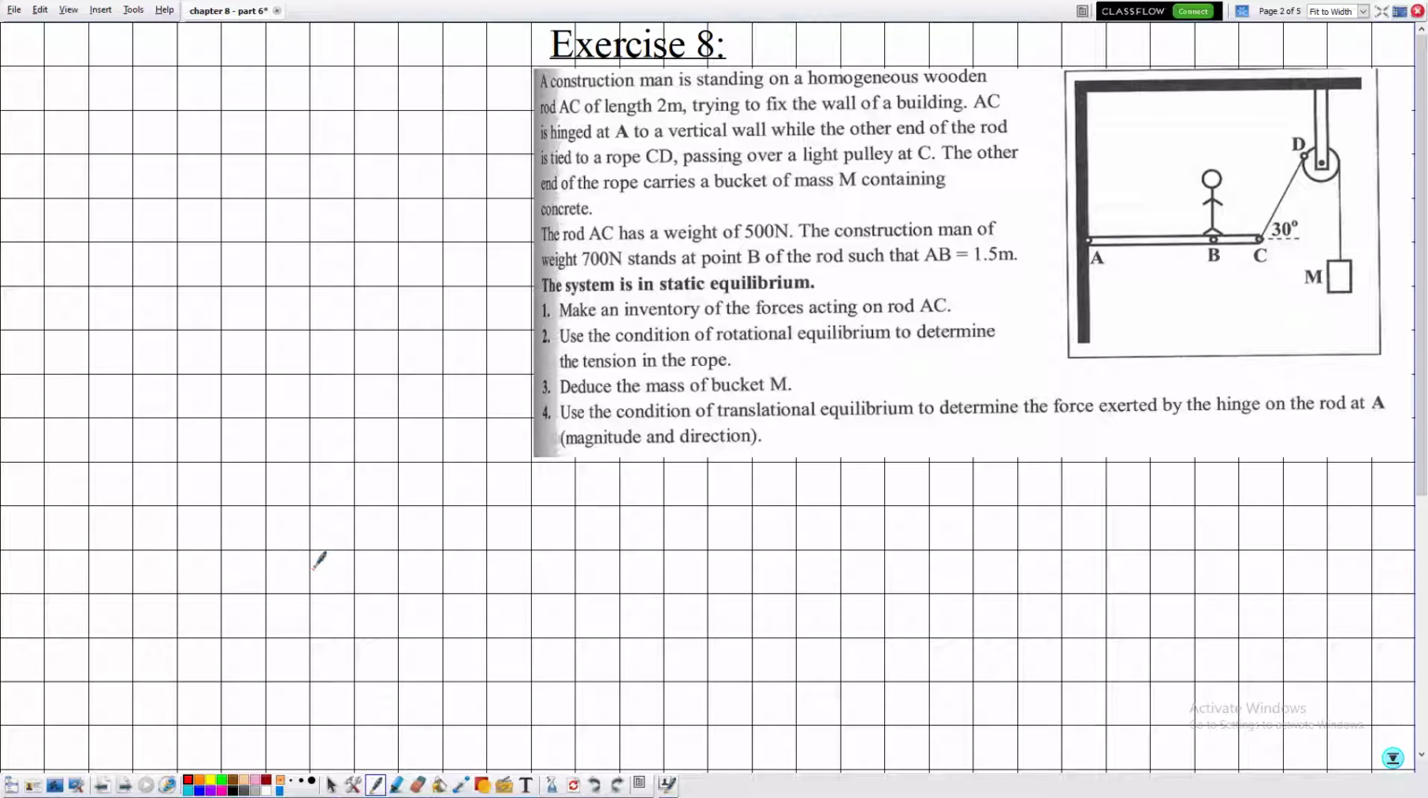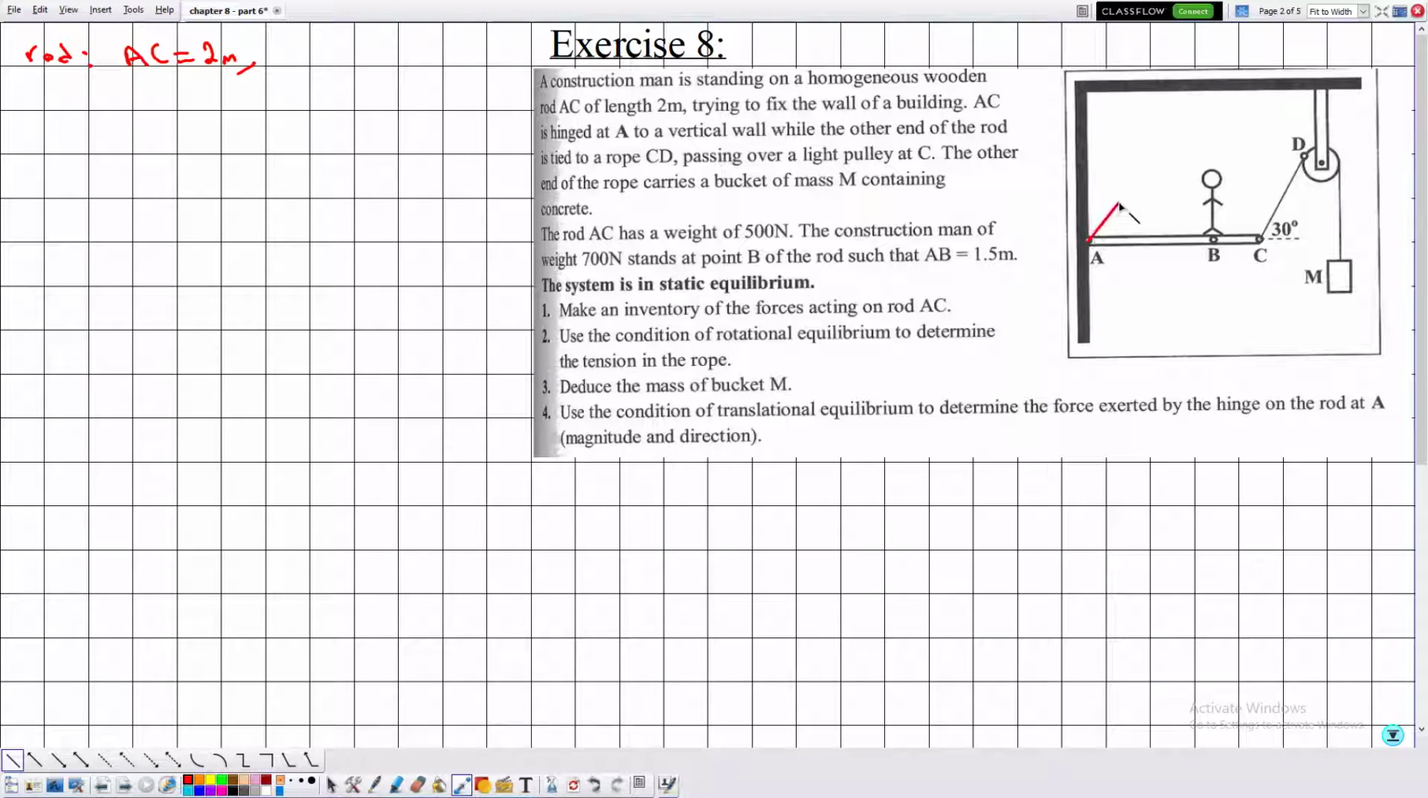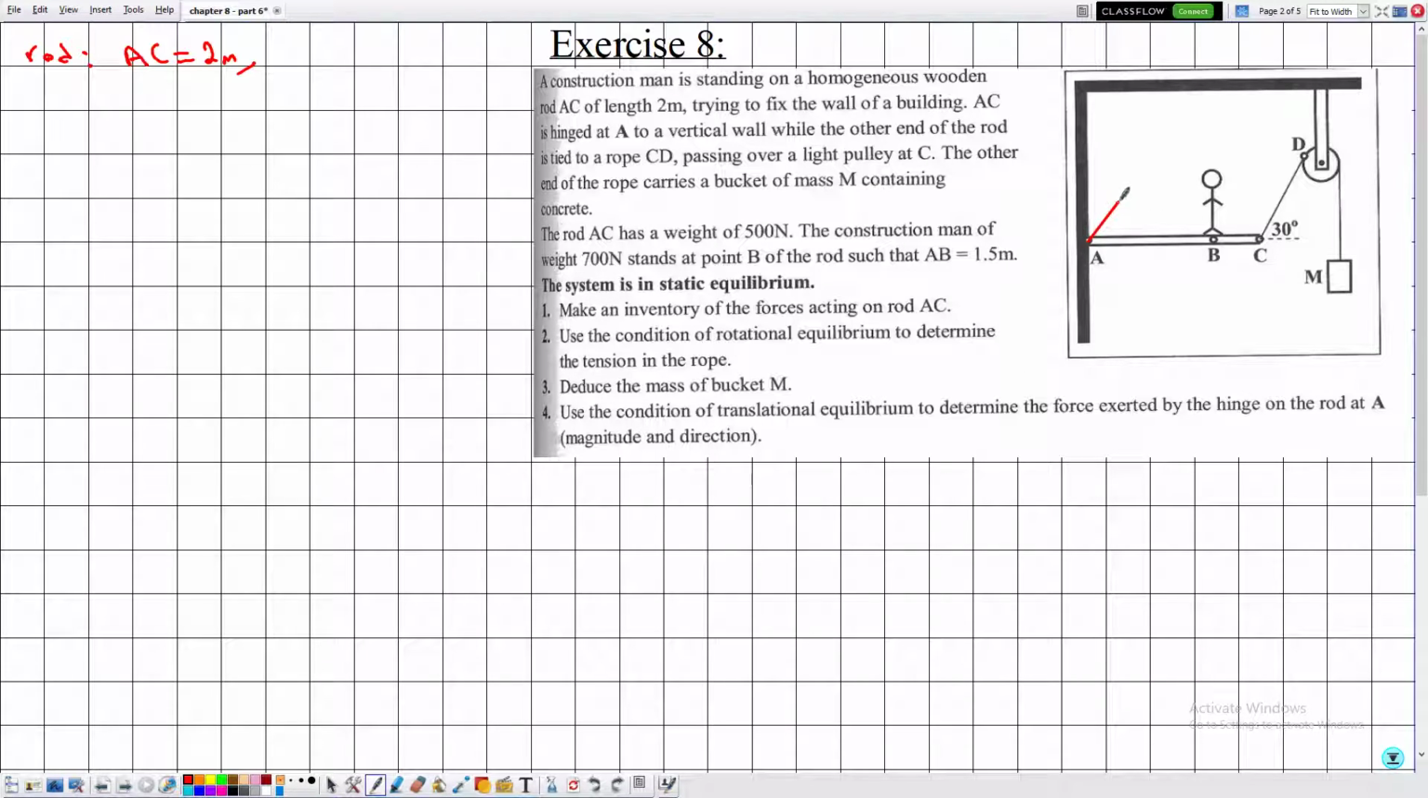Now, exercise number 8. They are telling us a construction man is standing on a homogeneous wooden rod AC of length 2 meters, trying to fix the wall of a building. AC is hinged at A, so the moment we have a hinge, we will have a reaction at point A. AC is hinged at A to a vertical wall, while the other end of the rod is tied to a rope CD, passing over a light pulley at C.